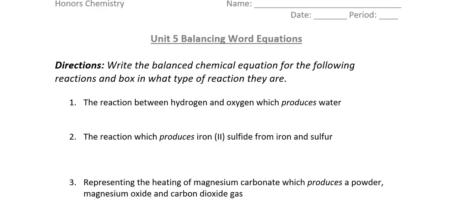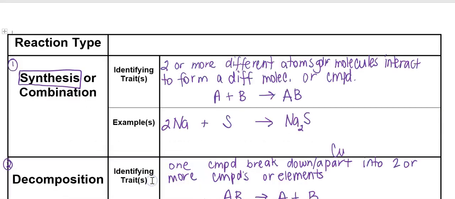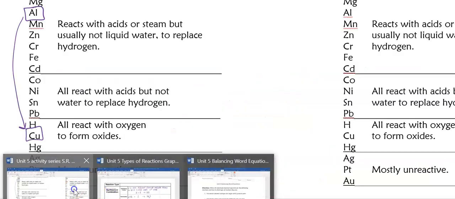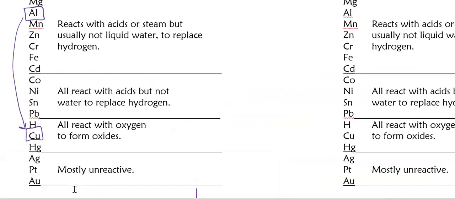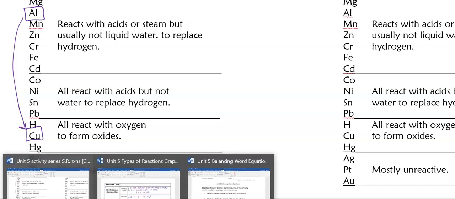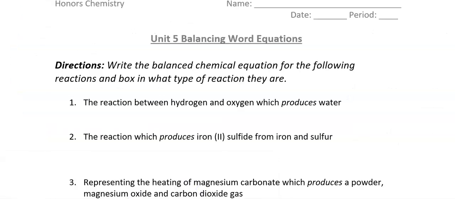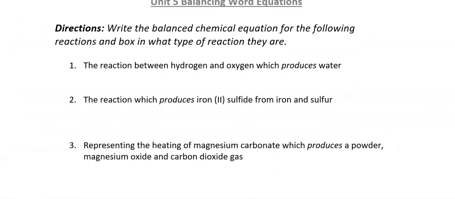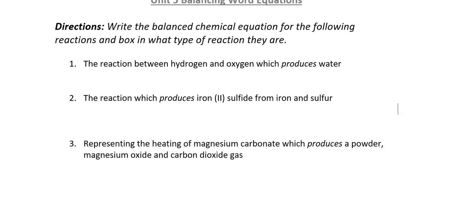So we're still in Unit 5, and now we're going to go over some of the balancing word equations. You should have out the notes that we've taken in class on the graphic organizer. You should also have out the activity series that we covered and went over on single replacement reactions, and then you should have your worksheet. I'm going to go over some of the examples with you.